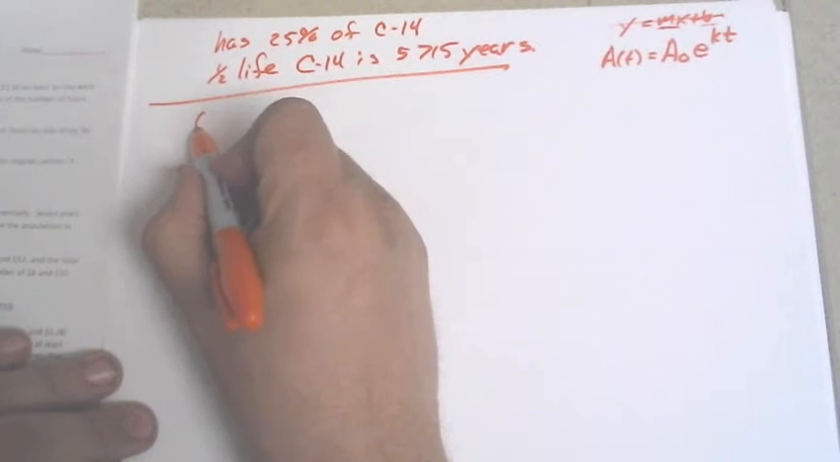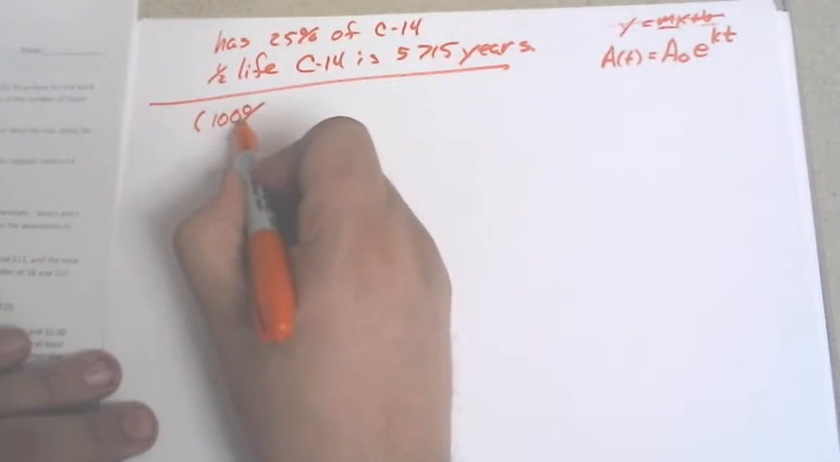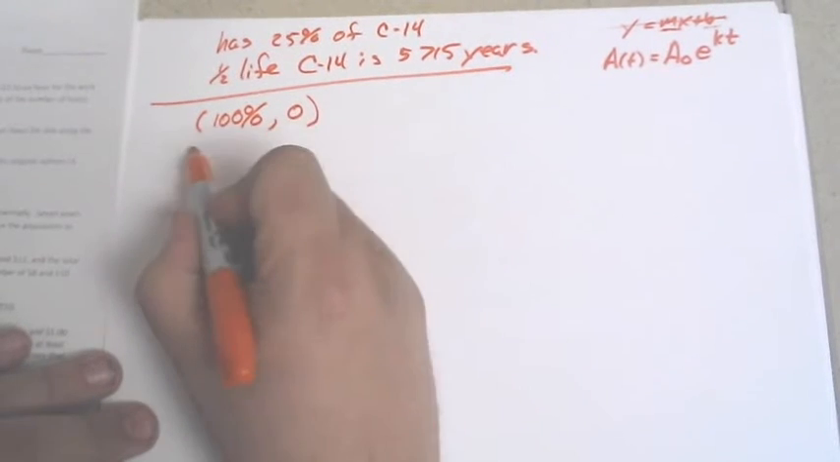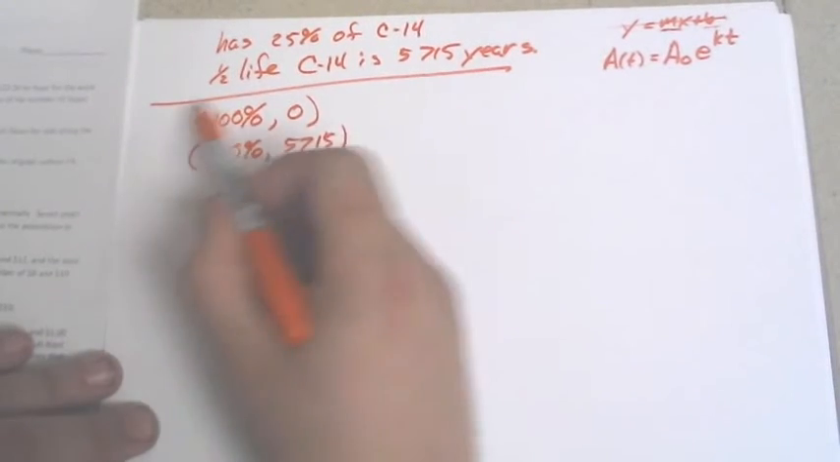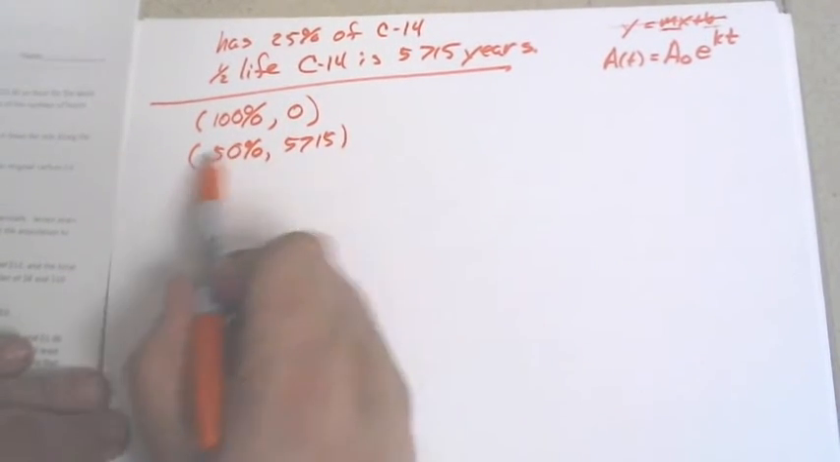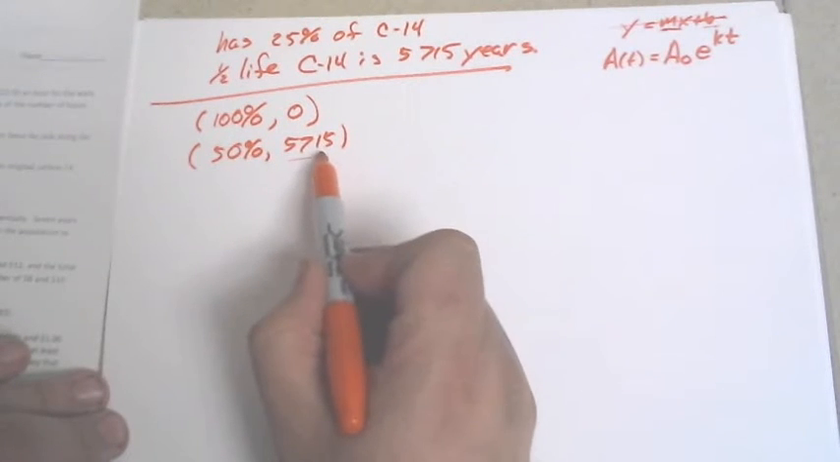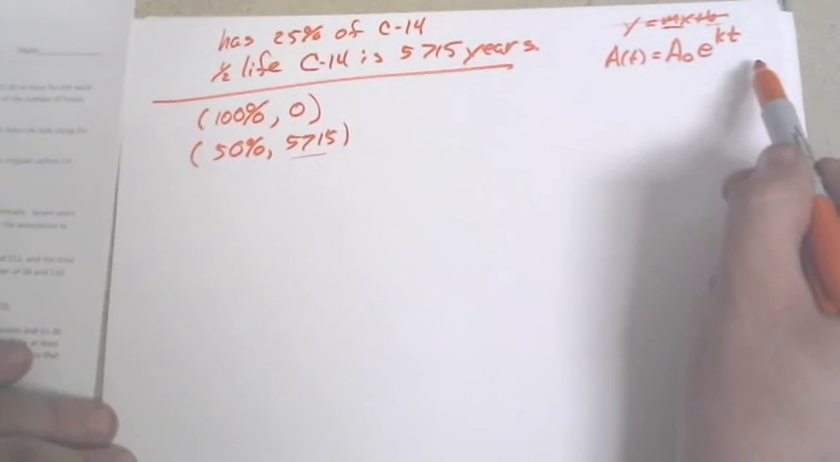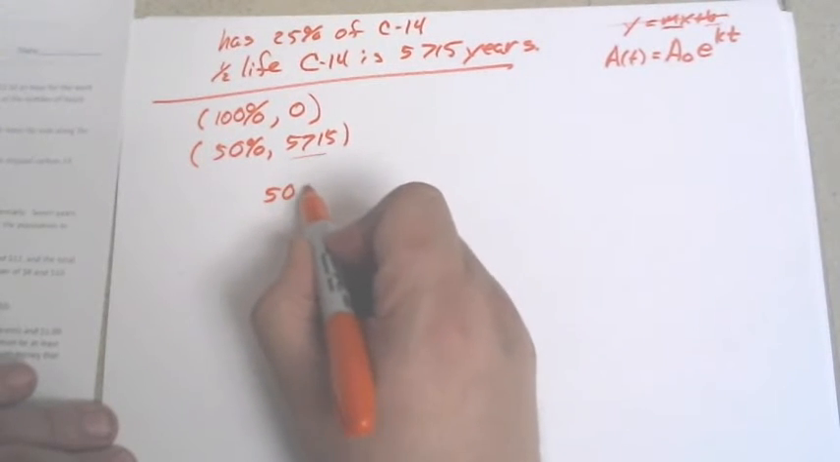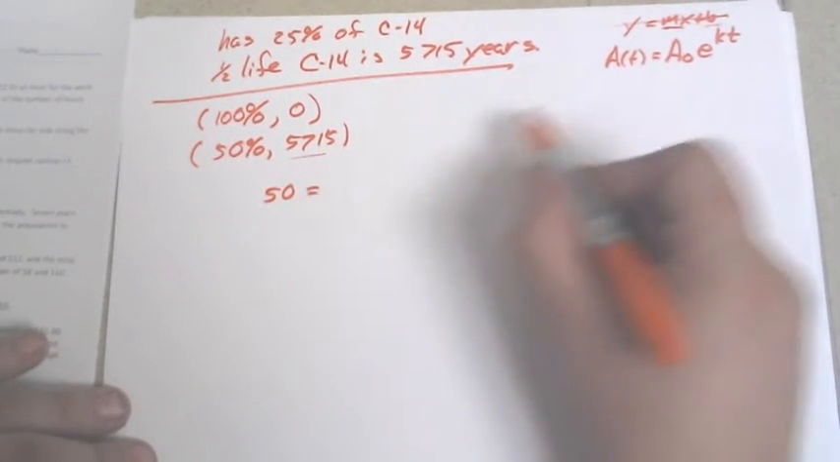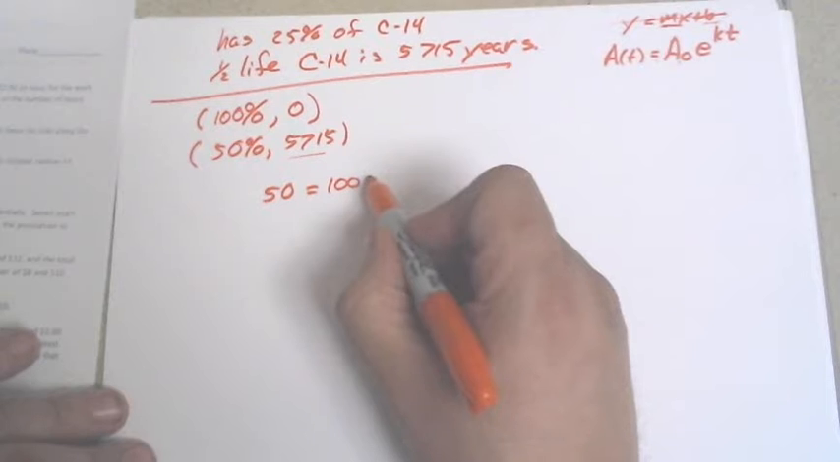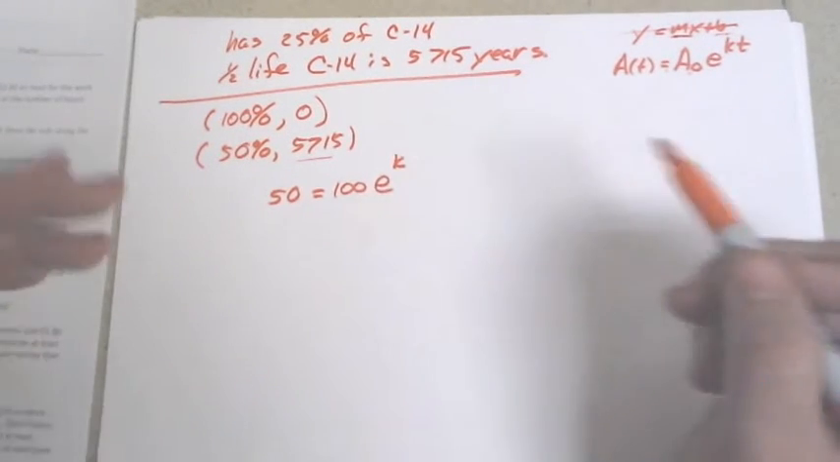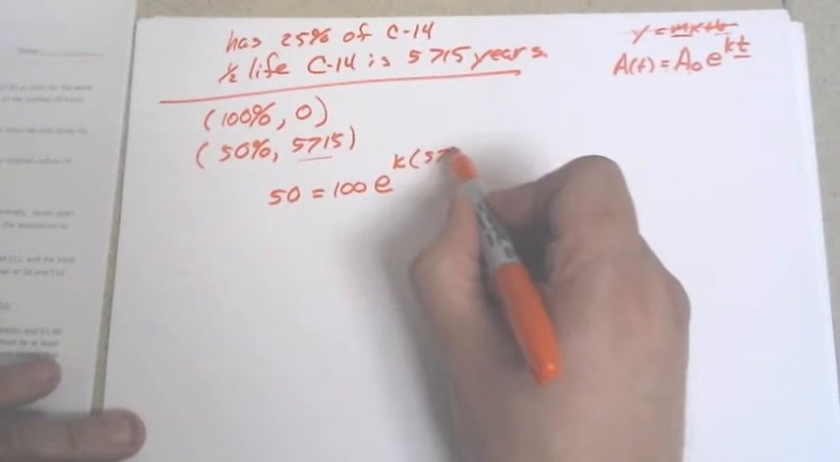So we're told we will go from the total 100% of our carbon-14 after 0 years turns into 50% of our carbon-14 after 5,715 years. That's what it means to be a half-life. You go from all of it to half of it in 5,715 years. So according to this model, we will have 50%, I'm just going to use 50 for 50%, of our carbon, that's our amount, given that we started with 100% of our carbon. If we decay exponentially, e to the k is our exponential, for time 5,715 years.